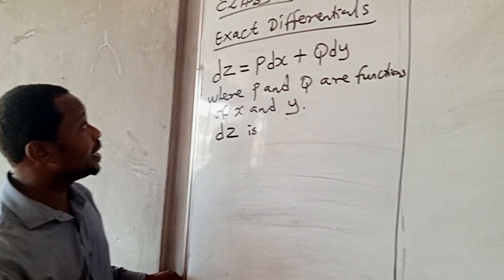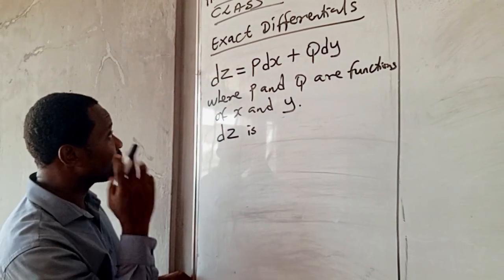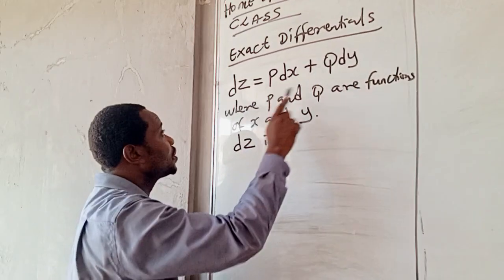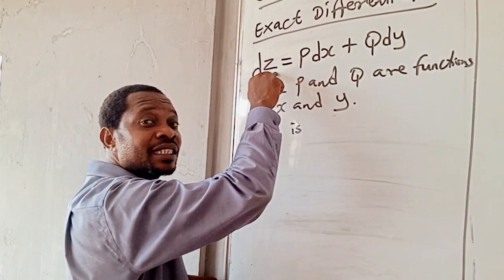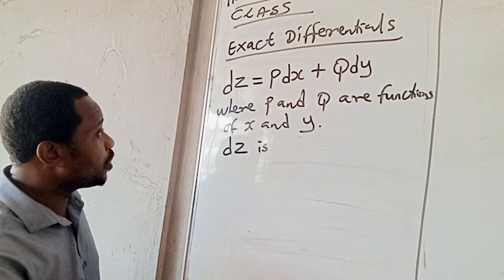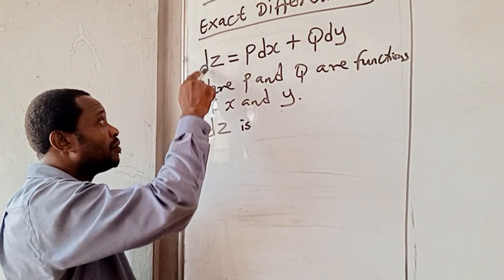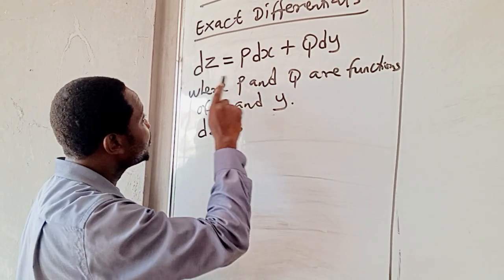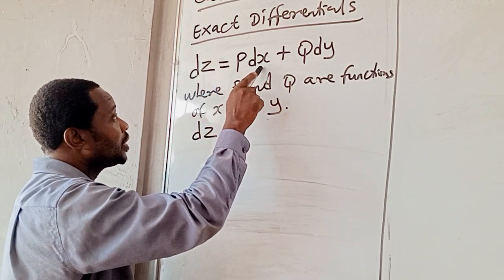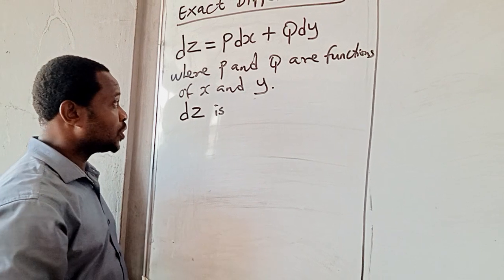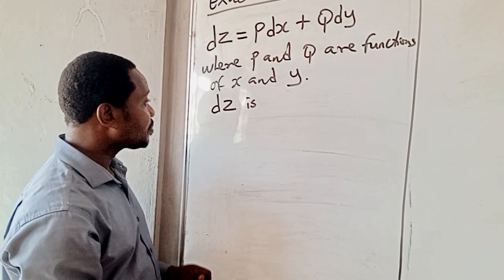So what we have is an exact differential equation. An exact differential equation is usually in this form. This dz is what makes it a differential equation. And if you are solving a differential equation, it means they want you to get the value of this z. So once you have a differential equation in this form, dz is equal to p dx plus q dy, where p and q are functions of x and y.